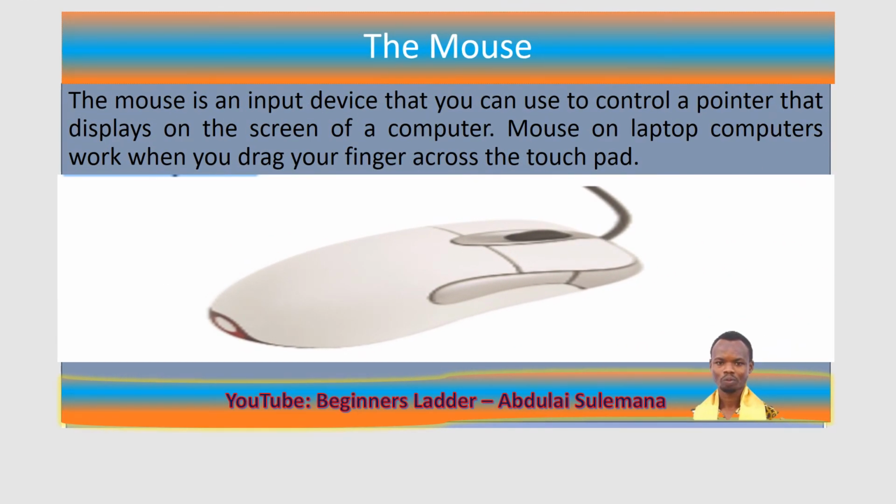The mouse. The mouse is an input device that you can use to control a pointer that displays on the screen of the computer. Mouse on laptop computers work when you drag your finger across the touchpad. On your display here is what we call the mouse. It helps you to control the small white arrow displayed on the screen. You use the mouse to control that thing. It is called the cursor.